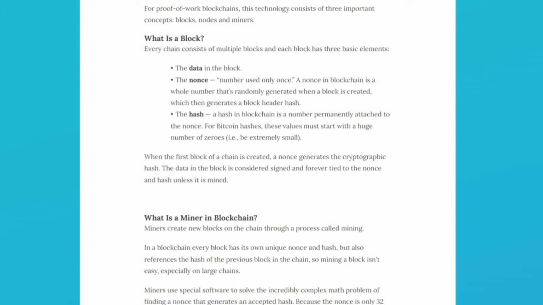A nonce in blockchain is a whole number that's randomly generated when a block is created, which then generates a block header hash. The hash, a hash in blockchain, is a number permanently attached to the nonce. For Bitcoin hashes, these values must start with a huge number of zeros, i.e., be extremely small. When the first block of a chain is created, a nonce generates the cryptographic hash. The data in the block is considered signed and forever tied to the nonce and hash unless it is mined.